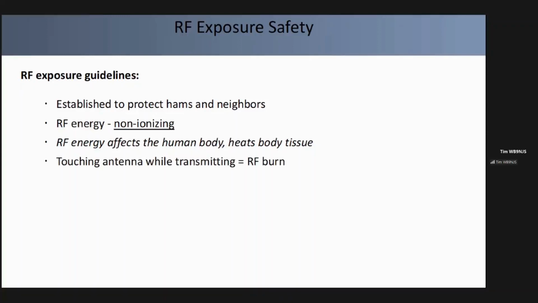And if you remember, this was discussed in a couple sections, and it might come up again. Touching an antenna while the transmitter is on can cause an RF burn. So clearly, RF energy can heat body tissues enough to cause an RF burn.